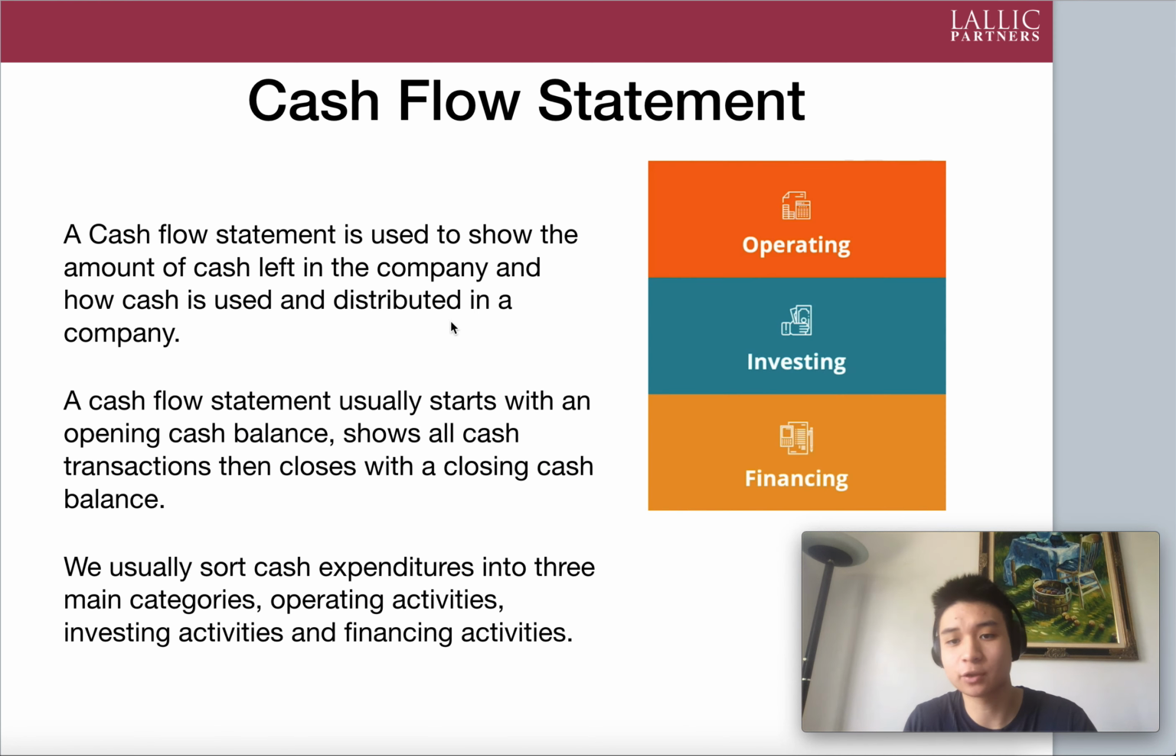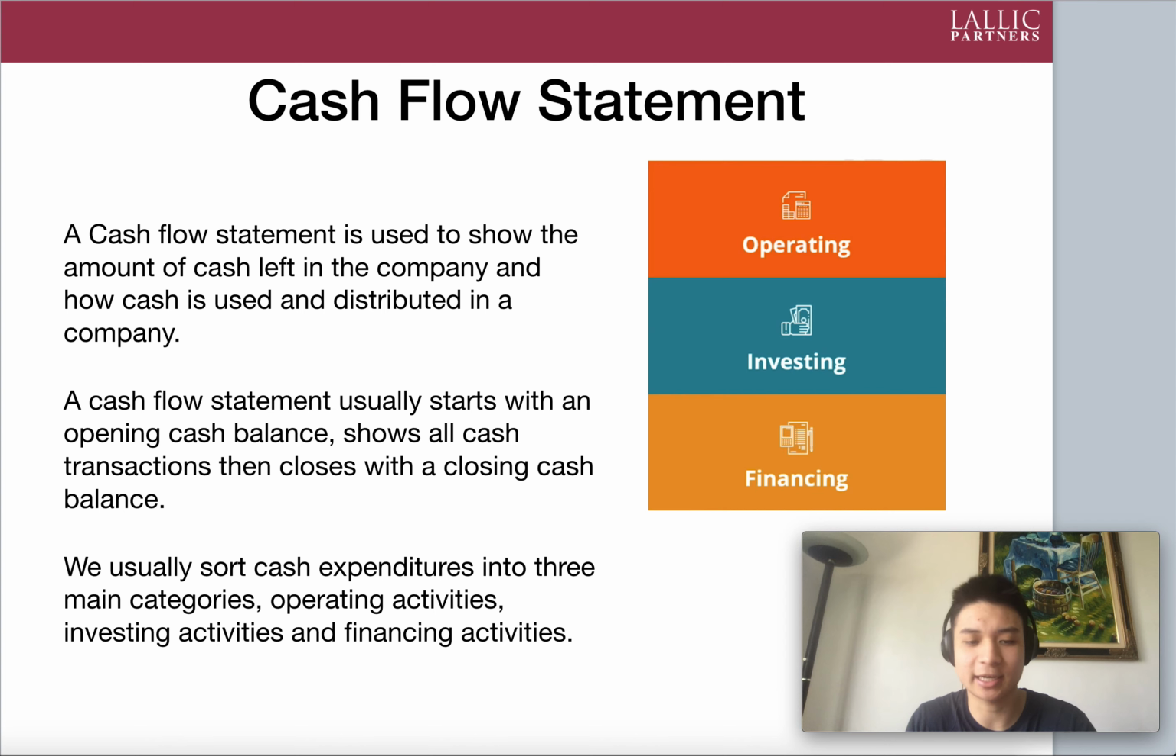Now we move on to the cash flow statement. The cash flow statement is important as it shows the amount of cash left in the company and how cash is used and distributed in the company. Unlike any other statement, we focus on cash in this statement and we split it into three categories: the operating, the investing, and the financing. With the cash flow statement, it is important to note that we usually start with an opening cash balance, show all cash transactions, then close with the closing cash balance.